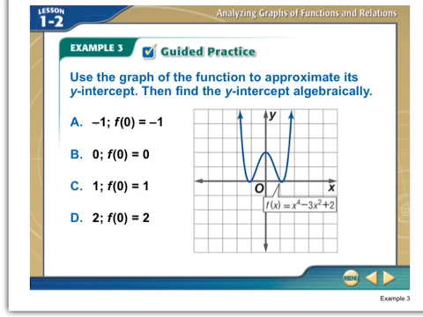In this guided practice, I would like you to use the graph of the function to approximate its y-intercept and then find the y-intercept algebraically. At this point, I would like you to pause the video, solve the problem, and then join me again to go through the solution together.